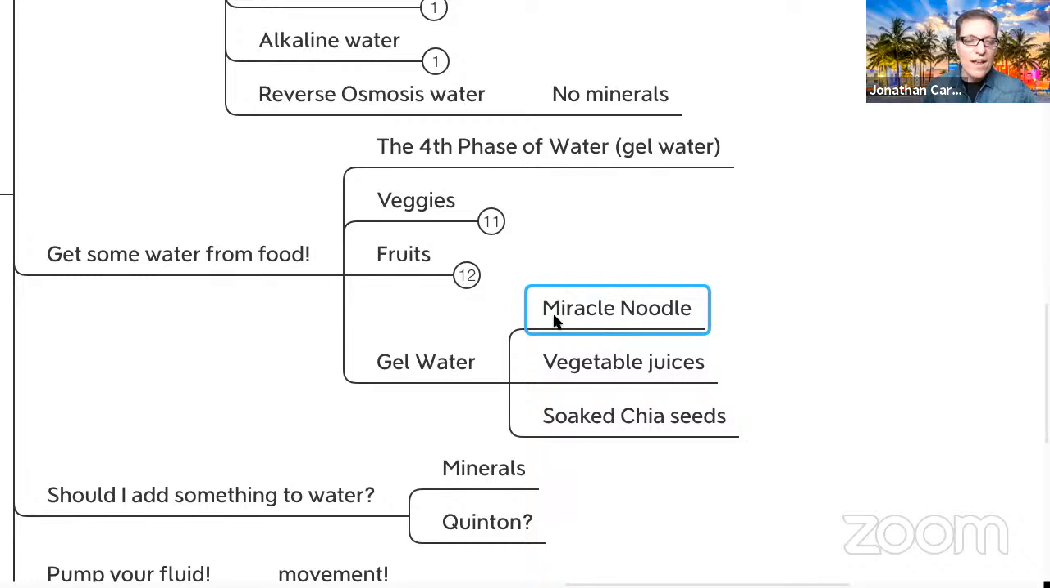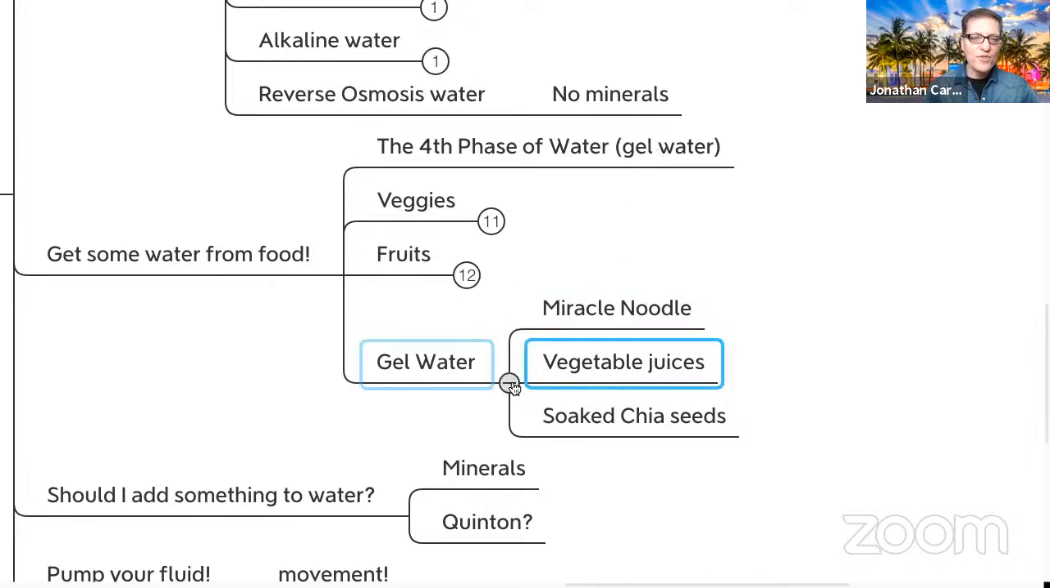Believe it or not, before I even knew about this, many years ago, I was talking to this doctor who has been a real inspiration to me. And she pointed out, she said, one of the reasons I love your product so much is that you're getting all this water from this gel that the noodles are made from.